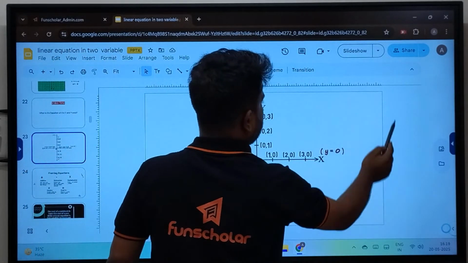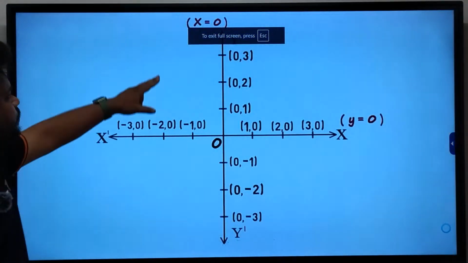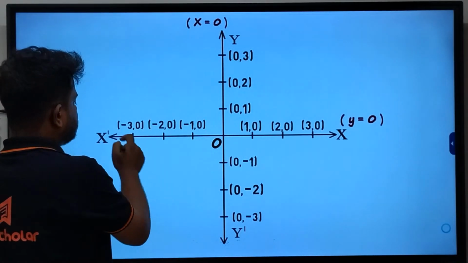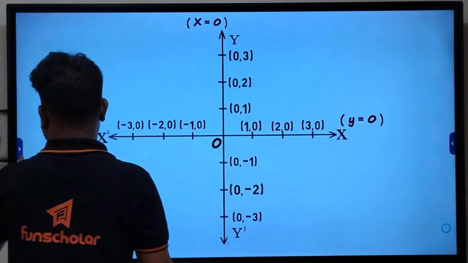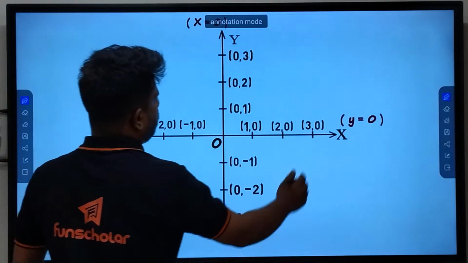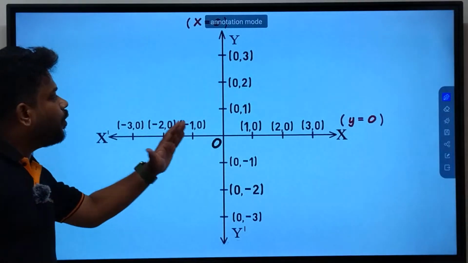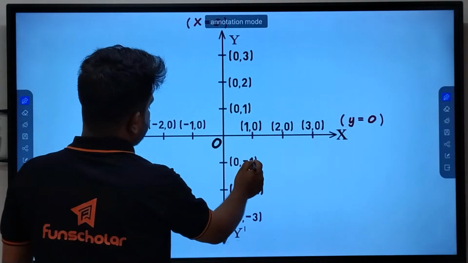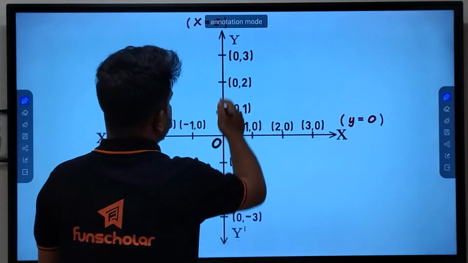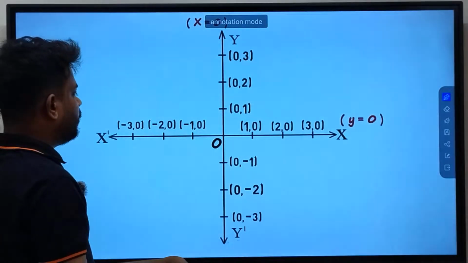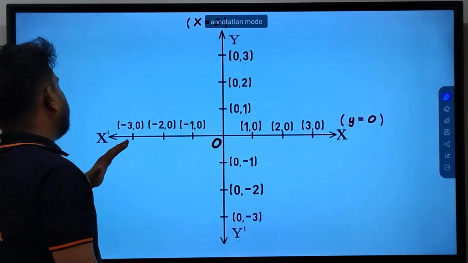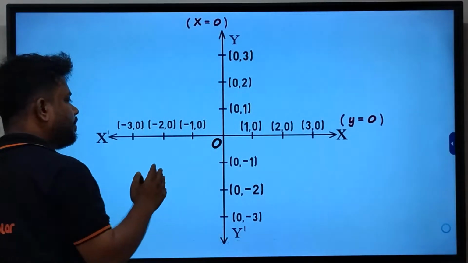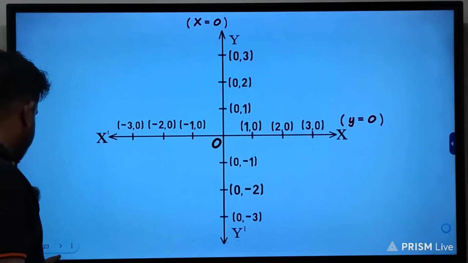Okay, so this one is the y axis, and the equation of the y axis will be x equals 0, and this one is the x axis. So the equation of the x axis similarly will be y equals 0, and here we have plotted all the points like 1 comma 0, 2 comma 0, 3 comma 0, 0 comma minus 1, 0 comma minus 2, 0 comma minus 3. Similarly on the upper side are all the positives. Similarly on the negative side of x will be all negatives. Okay, so these are the lines we can plot.